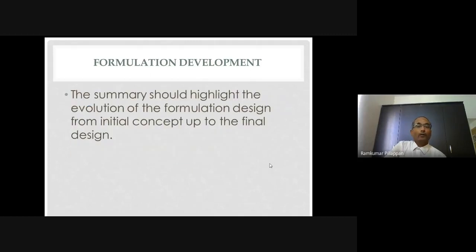The summary of your regulatory submission should highlight the evolution of the formulation design from initial concept to the final design. This is like story writing. In movies, they say script writing, right? So right from the story to the final movie, you have to tell the FDA or any regulatory how you design the initial plan or the design space. And finally, how do you execute the product in the final formulation?